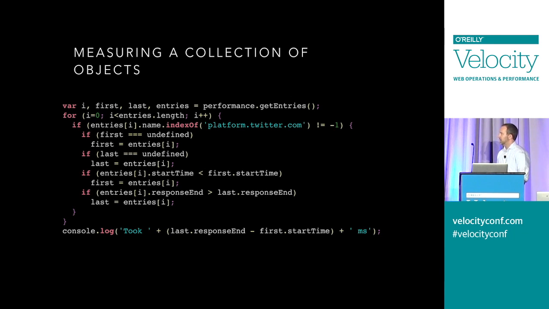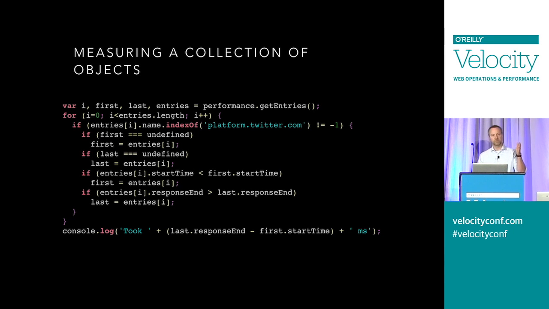We go through and we just get all of the entries. So if, instead of doing get entry by name, you just call get entries, it returns the entire array. And then we just iterate through that. And we pick out every single one of them that matches platform.twitter.com. So that's going to return all of the resource timing entries for anything that was associated with that host name for the Twitter widget in this case, right? So if it's a match on that, then we go and we find the first and the last object in that series of objects.